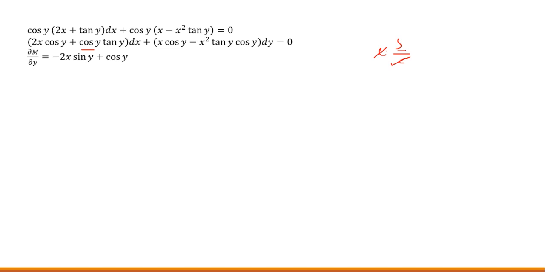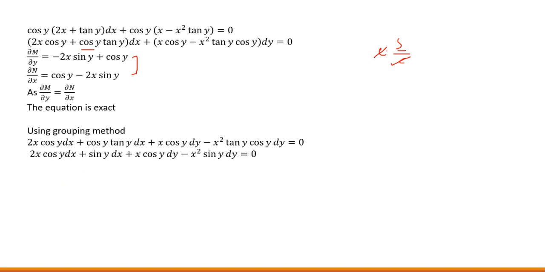Or first we can even check for the exactness, which is del m by del y, del n by del x. Cos y minus 2x sin y, and cos y minus 2x sin y, they both are equal, which means the equation is exact. Now we can solve it using the grouping method. So now here I have changed, like cos y tan y is sin y, why? Because of this, and similarly here also tan y cos y is sin y. Now we have got 1, 2, 3, 4 terms, which we can pair up, like we can get 2 pairs out of them.